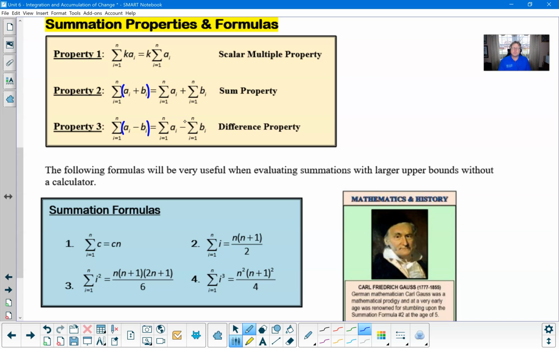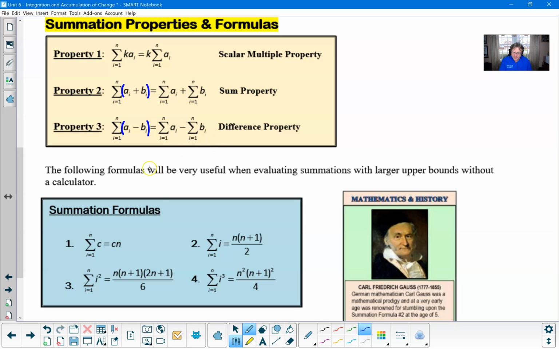And then in the blue box, you have what I like to refer to as summation formulas. And these formulas are going to be very useful if you have to work with problems with large upper bounds and you don't get to use your calculator. It is not imperative that you memorize these summation formulas for the advanced placement calculus exam.